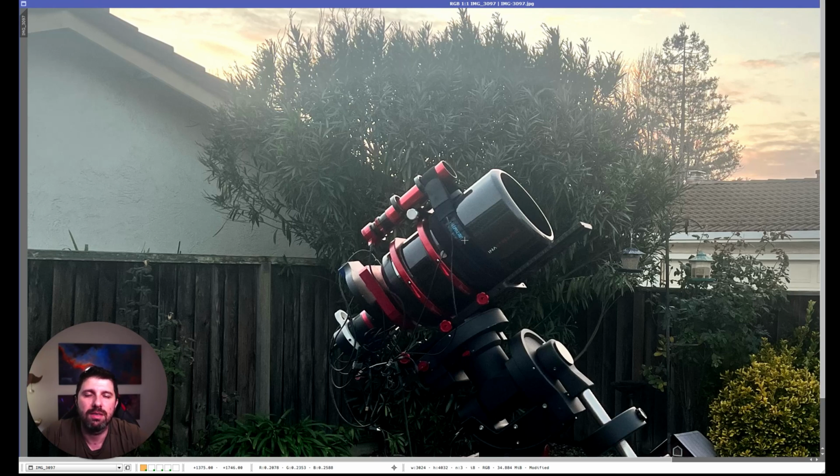And my camera, again, is the QHY 600 mono. I use a mono camera because data capture is much better in mono. So with that out of the way, let's look at the data and see what I got.